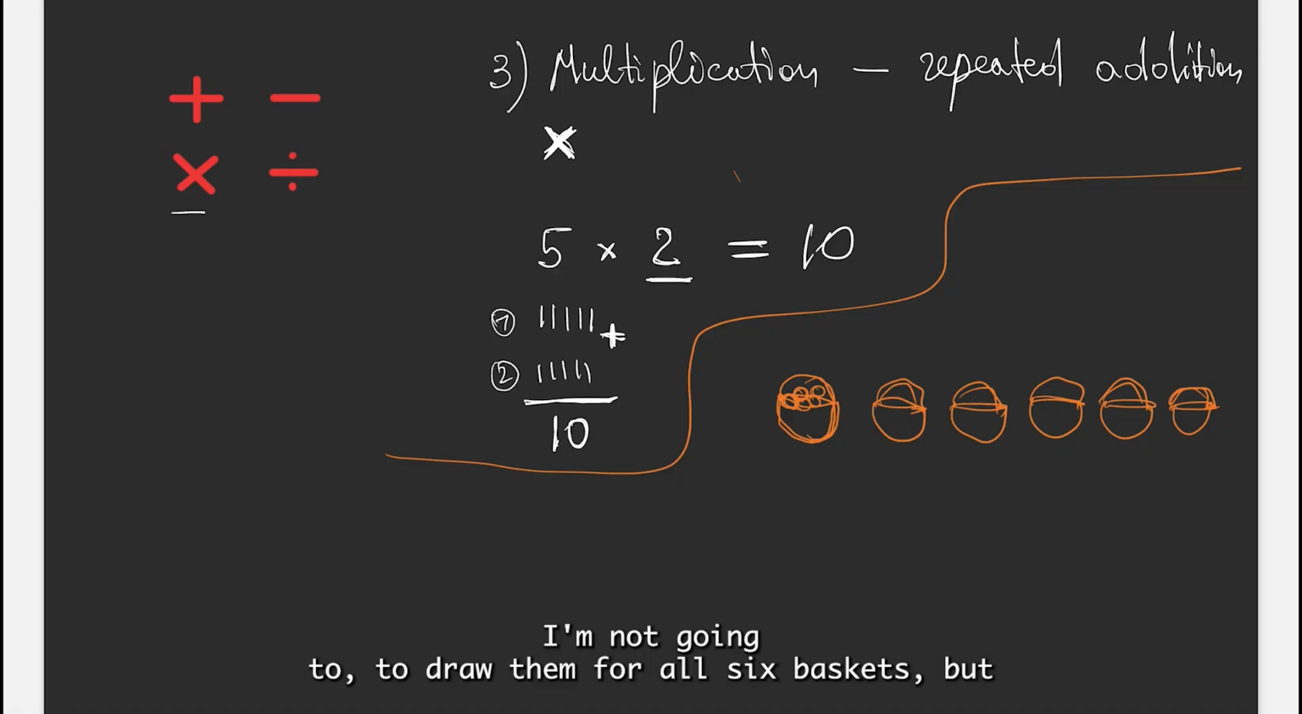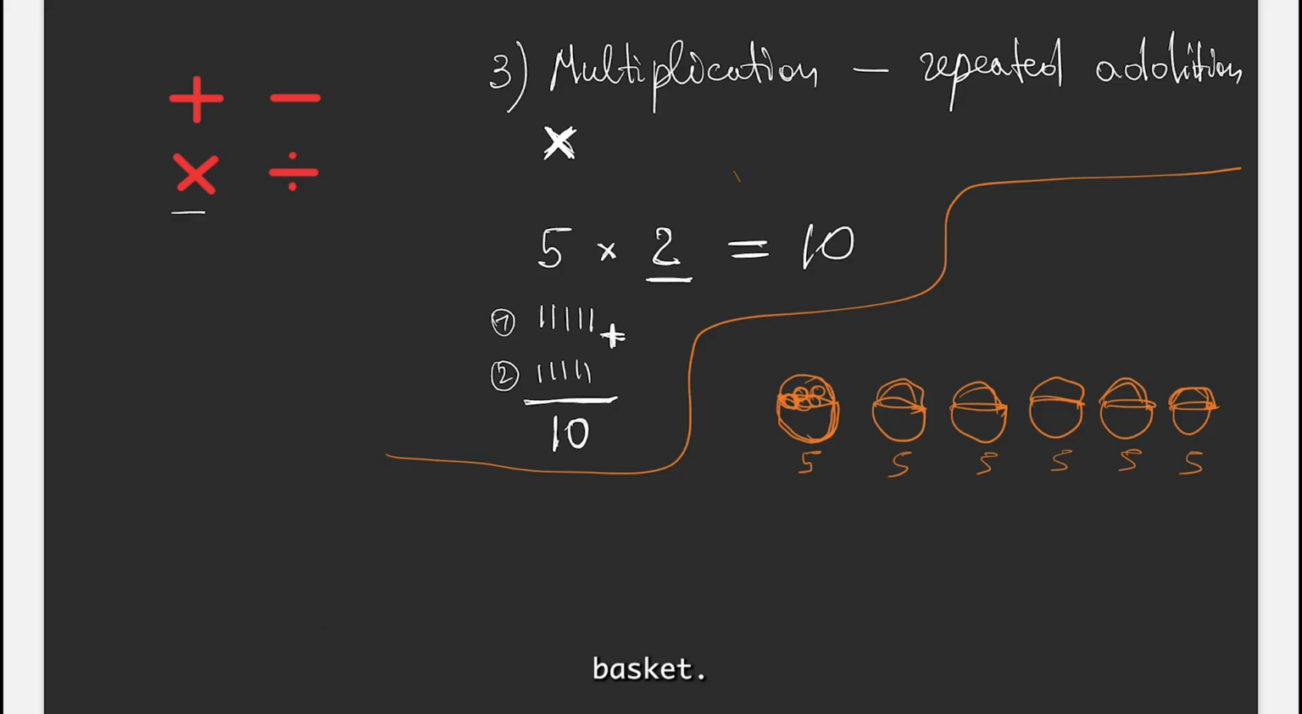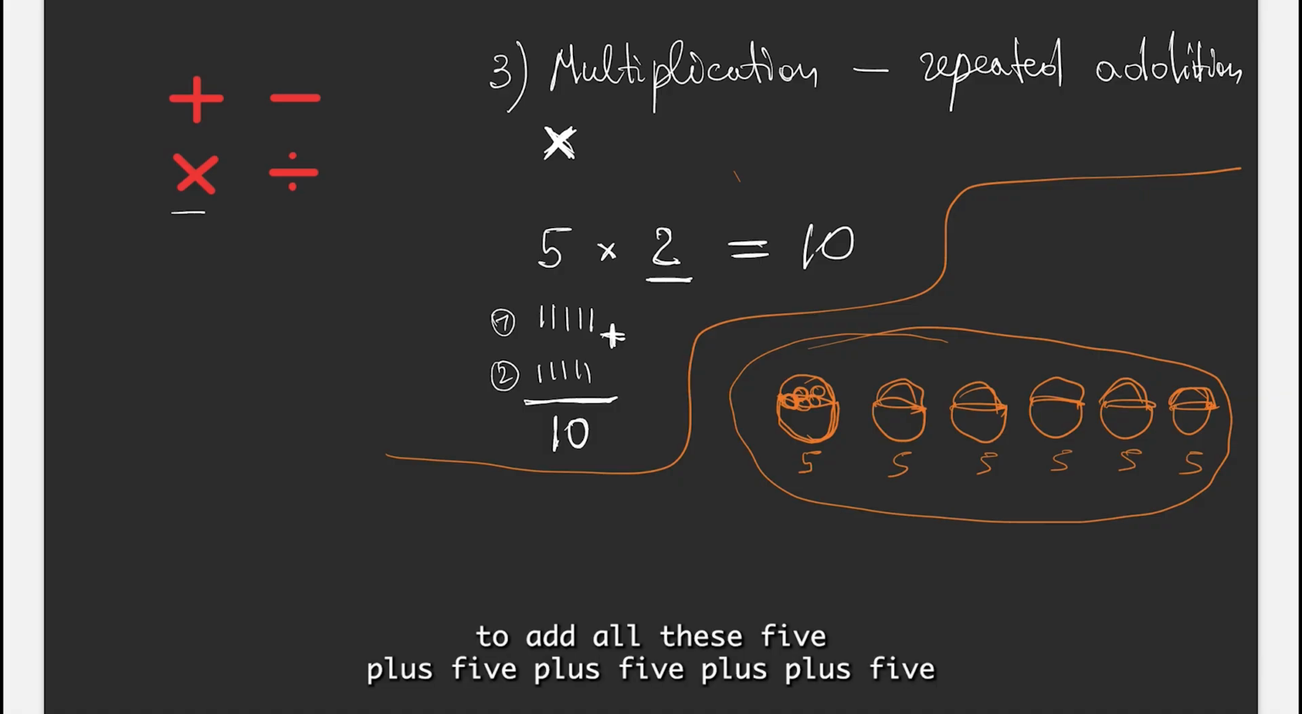I'm not going to draw them for all 6 baskets, but let's suppose that you have 5 oranges in each basket. And the question is, we need to find out how many oranges we have in all the baskets, right? So in order to simplify the operation, we're not going to add all these 5 plus 5 plus 5 plus 5 plus 5, but we're going to multiply them.